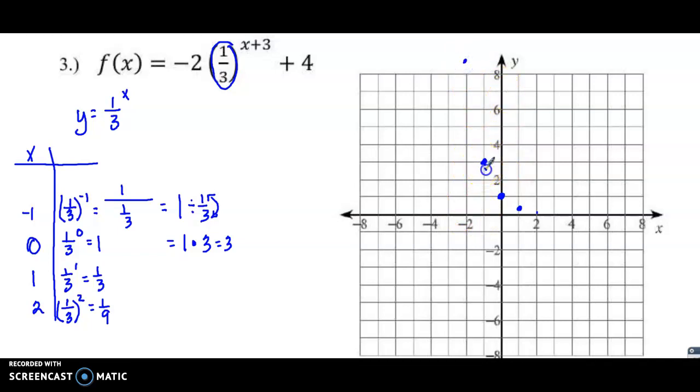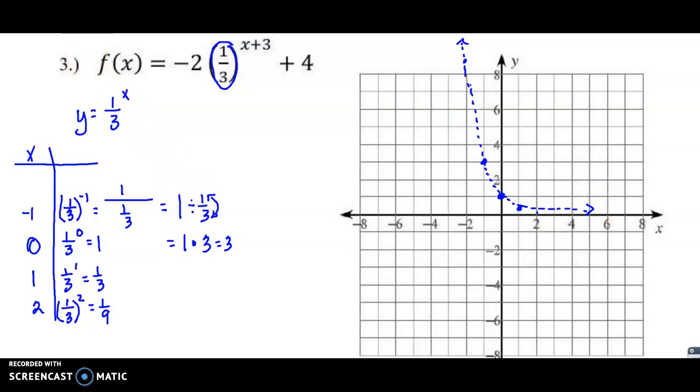Okay, so we still have our same basic shape, but notice it's flipped over the y-axis this time. It reflected over the y-axis. This is decreasing. The other one was increasing because it was going up to the right. When it's going down to the right, it's decreasing.